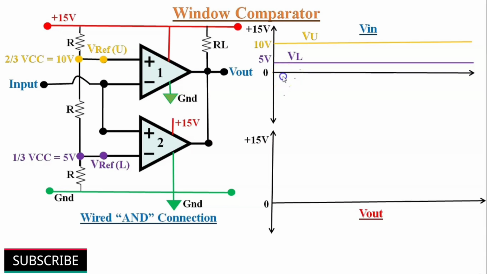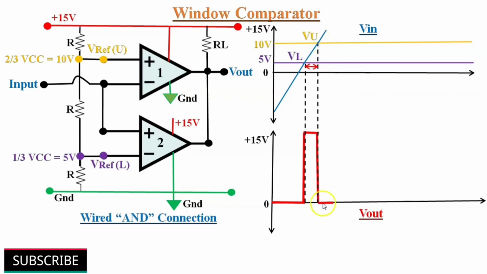So if the input voltage is lesser than the lower threshold voltage of 5 volts, output voltage will be at 0. When input voltage is in between lower and upper threshold voltage levels of 5 volts and 10 volts, output will reach the positive saturation level of plus 15 volts. When the input voltage crosses the upper threshold voltage of 10 volts, again our output will reach 0 volts.